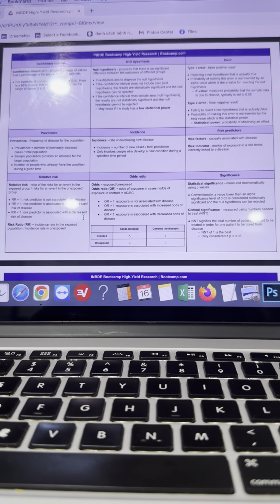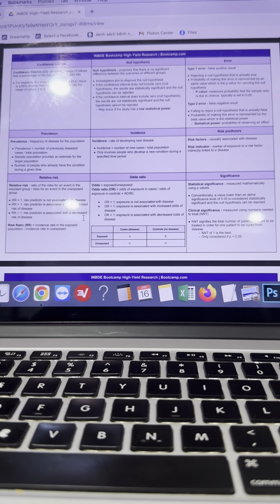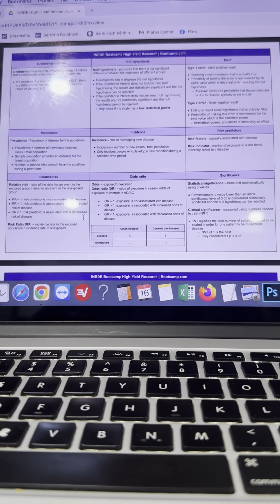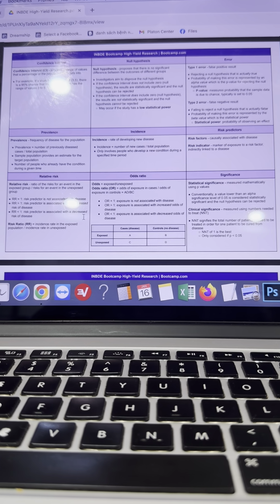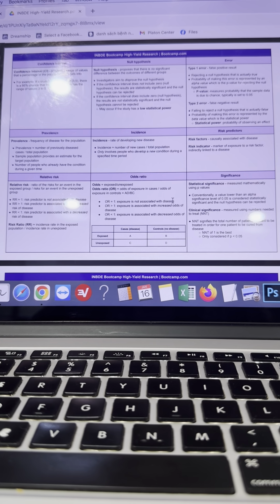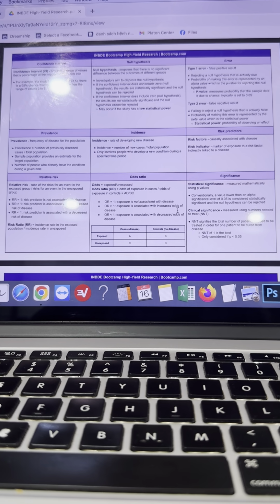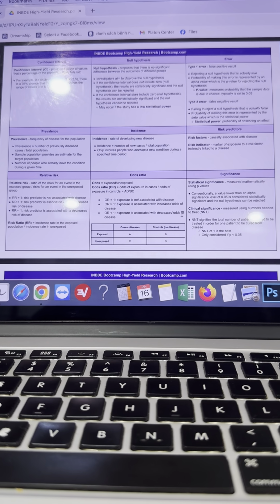Odds are for exposed and unexposed groups. The odds ratio is the odds of exposure in cases over the odds of exposure in controls. Exposure is associated with the disease with increased odds of the disease, or decreased odds of disease.